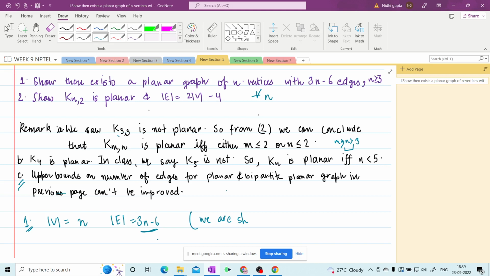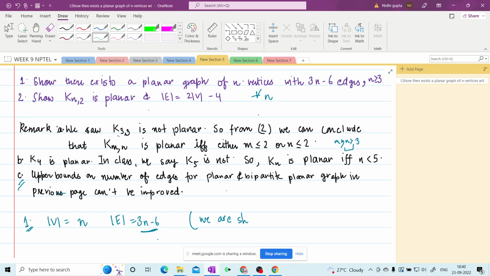And similarly we can also conclude it for complete graphs. In the first example, we saw that K4 is planar, and in one of the assignment problems from this week, we have to show that K5 is not, and we have seen its proof using that upper bound. So we get that Kn is planar only when n is less than 5. So we have these three nice remarks.